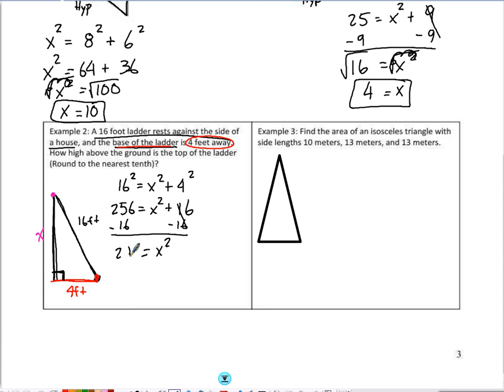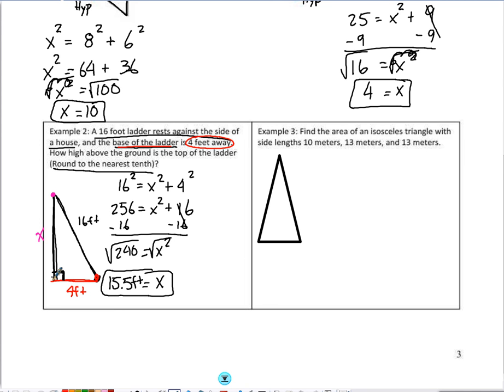And when I square root that, since this is a practical problem, and most likely when you're looking at this type of problem, you're not going to give your answer in the simplest radical form, and they say round to the nearest tenth, we can go ahead and put this in our calculator. The square root of 240 is about 15.5 feet. So the height of the ladder from the base of the ground is about 15.5 feet.